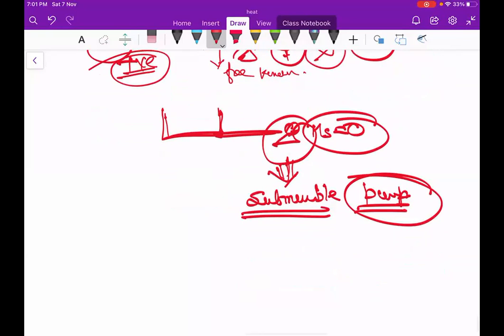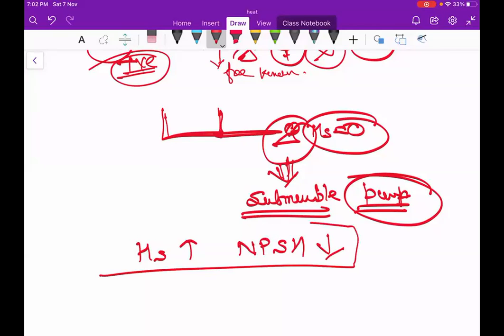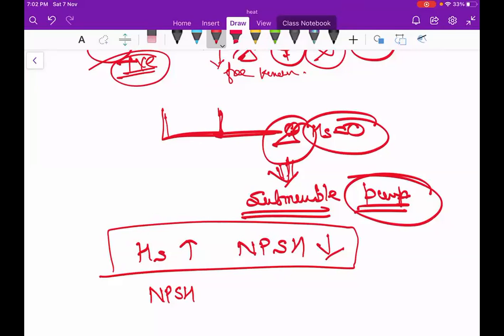It means that if Hs is increasing, will NPSH decrease or increase? If Hs is increasing, NPSH will decrease. And what we want is that NPSH should always increase.